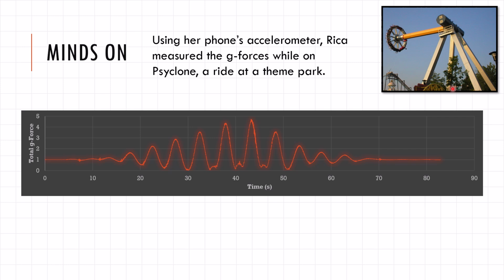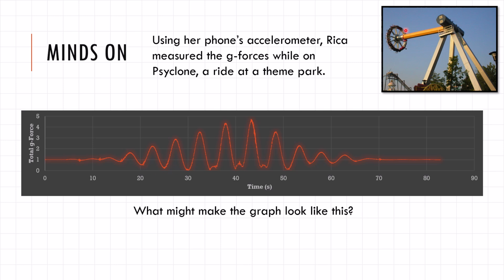And the question to ponder here is, why would it look like this? What would be causing these waves? So here we have the time measured in seconds and the total number of g forces. Normally, when you're just standing still, there is one g, one of Earth's gravity, affecting you. So pause the video here and see if you can think about what might make the graph look like this.